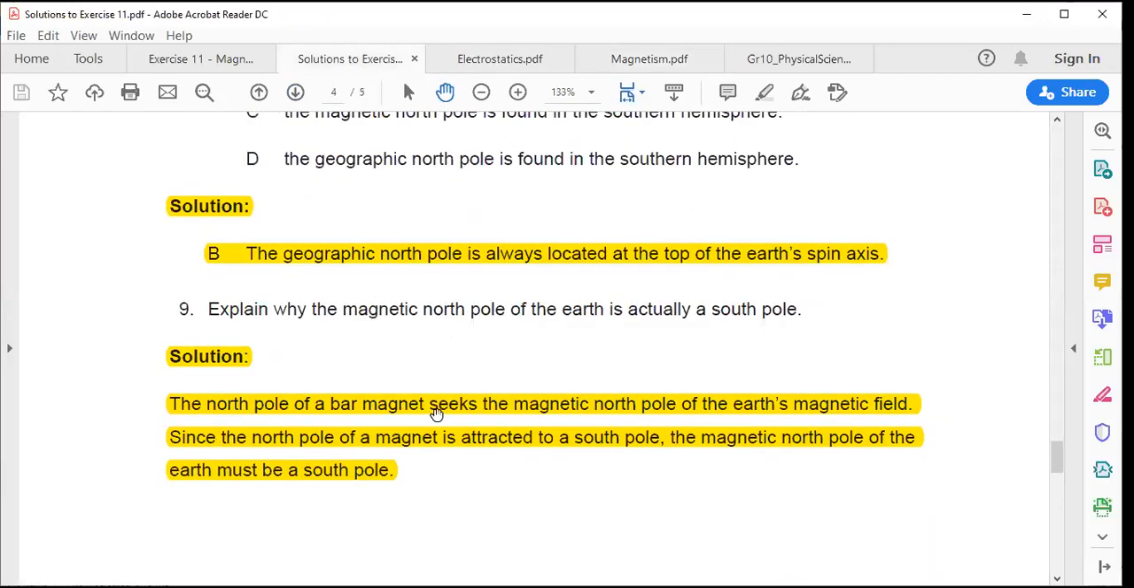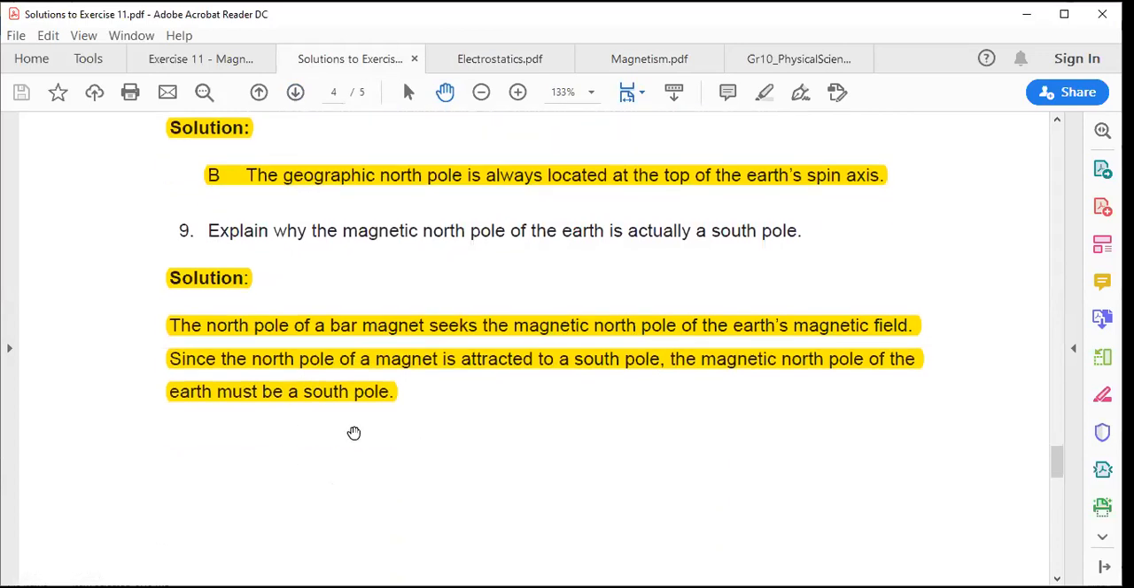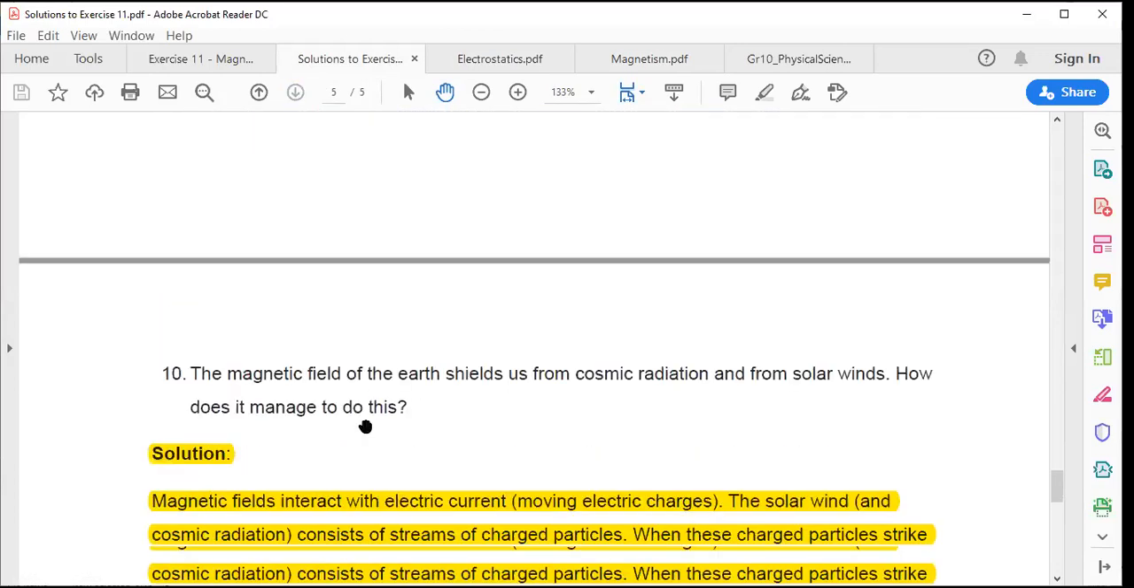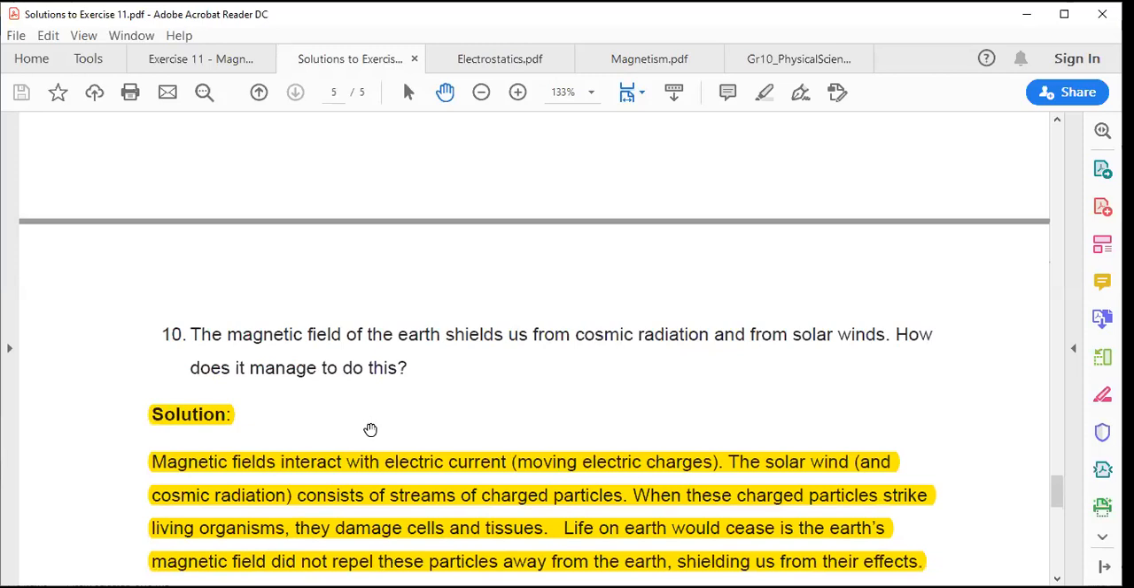The north pole of a bar magnet seeks the magnetic north pole of the Earth's magnetic field. Since the north pole of a magnet is attracted to the south, the magnetic north pole of the Earth must be a south pole. Right, then we move on to number 10. The magnetic field of the Earth shields us from cosmic radiation and from solar wind. How does it manage to do this?